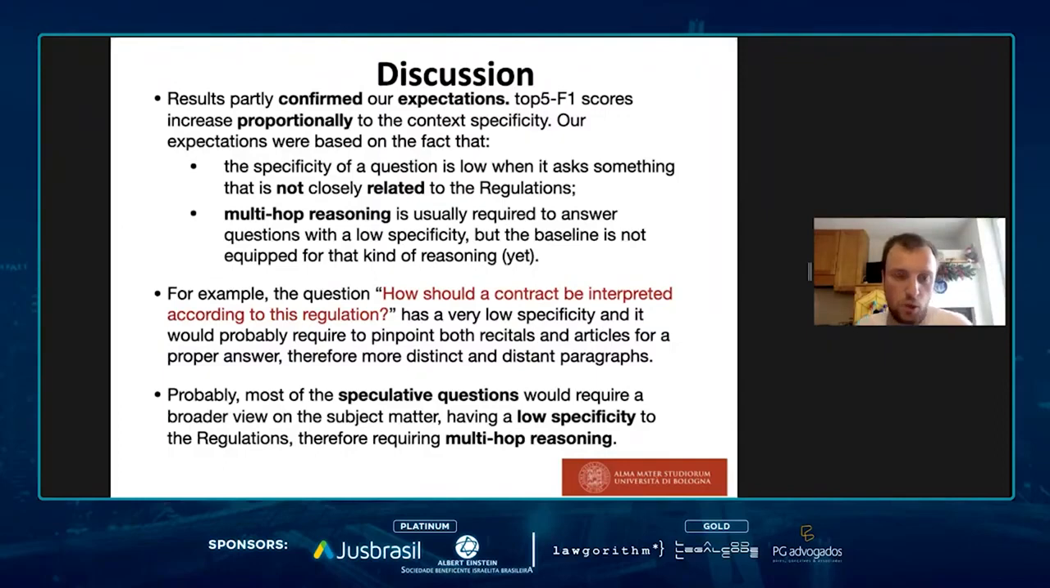we said. And so, as an example, this question, how should a contract be interpreted according to this regulation? This has a very low specificity, because it probably requires pinpointing both recitals and articles for a proper answer, and so therefore more distinct and distant paragraphs. And so requiring multi-hops in the regulations, in the knowledge graph, at least, underlying the regulation. And so our belief is that most of the speculative questions would require a broader view on the subject matter, having a low specificity to the regulations, therefore requiring multi-hop reasoning.